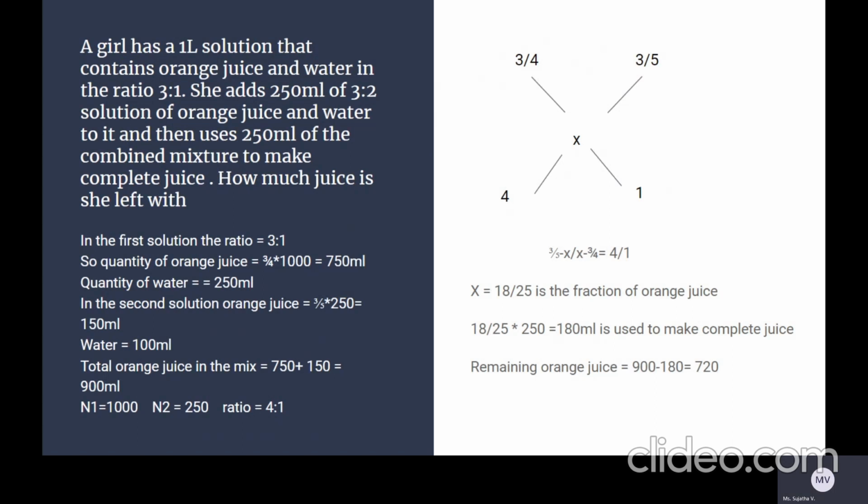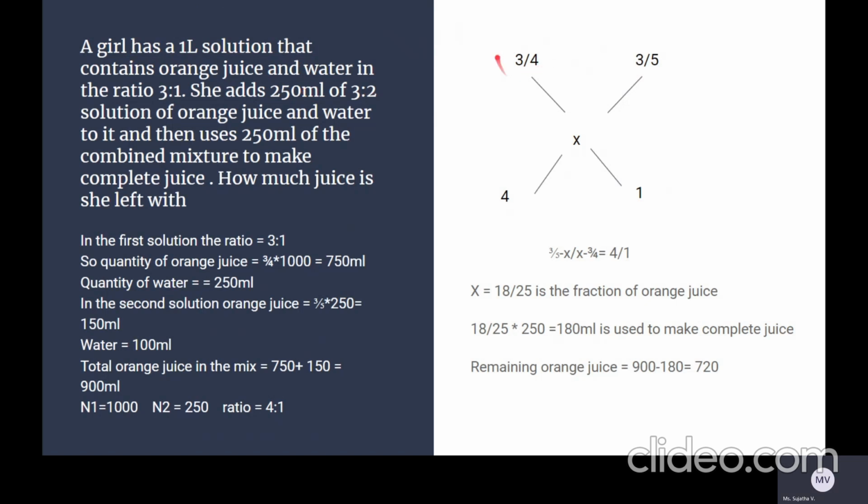Okay. So on one side we have a mixture of orange juice and water. On the other side we have again a mixture of orange juice and water, but the quantity is lesser, right? On one side we have 1 liter, so that will be our N1. Okay, N1 will be 1 liter. And on the other side, N2 will be 250 ml, right?